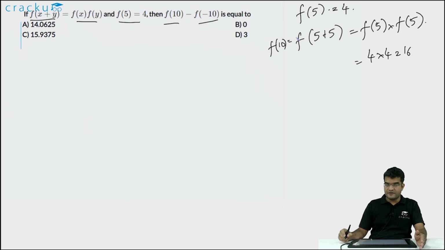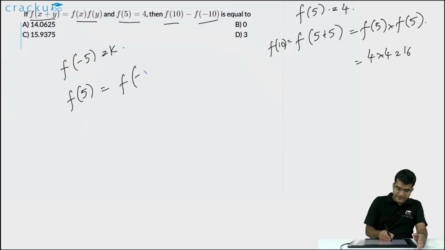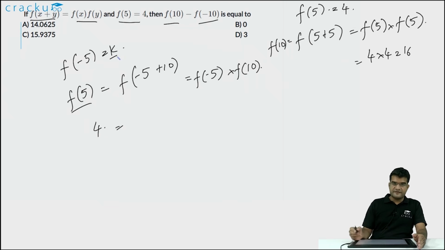Now as f of 10 is equal to 16, we will try to calculate the value of f of minus 5, and then we will calculate the value of f of minus 10. What is the value of f of minus 5? Let us assume that the value of f of minus 5 is equal to k. Therefore, the value of f of 5 can be written as f of minus 5 plus 10, which will then equal f of minus 5 into f of 10. The value of f of 5 we know is already given to be equal to 4. If you assume that the value of f of minus 5 is equal to k, this will equal k into f of 10, which we have just calculated, will equal 16.